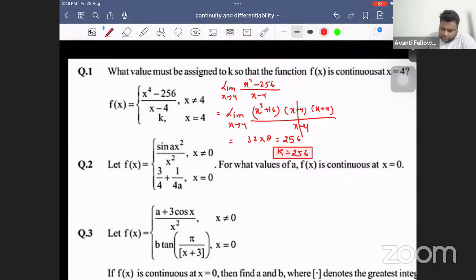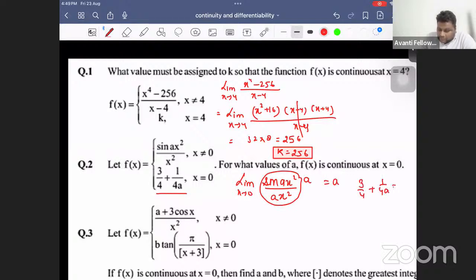At x equals 0, the value is 3 by 4 plus 1 by 4a. All right, I'm ending the poll. The answer will be A and B both. Now, limit x approaches 0, sine of ax square upon x square. You multiply by a, you divide by a. So this sine 0 by 0 form will become 1. The answer is A, so this is the limiting value. This 3 by 4 plus 1 by 4a equals A.